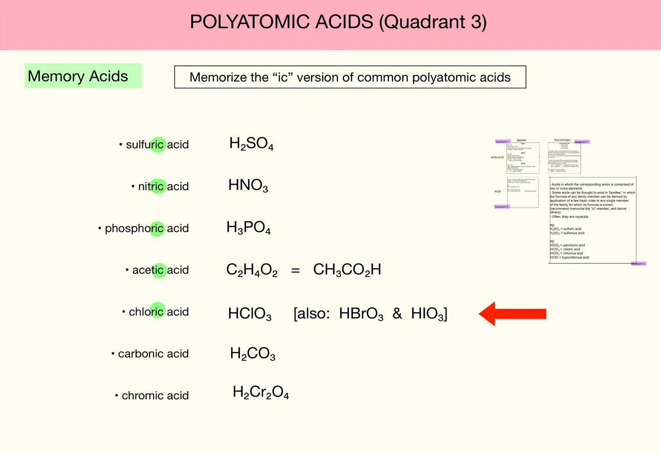Chloric acid, HClO3. Chlorine is a halogen. Bromine and iodine are oftentimes included right beside it because they're all halogens, they have very similar acids, and they have very similar properties. Next is carbonic acid, H2CO3. And finally, chromic acid, H2CrO4.